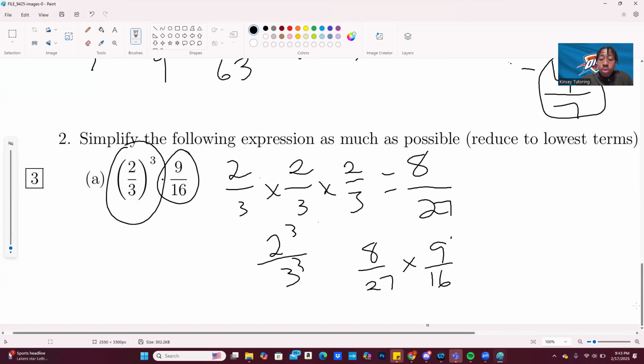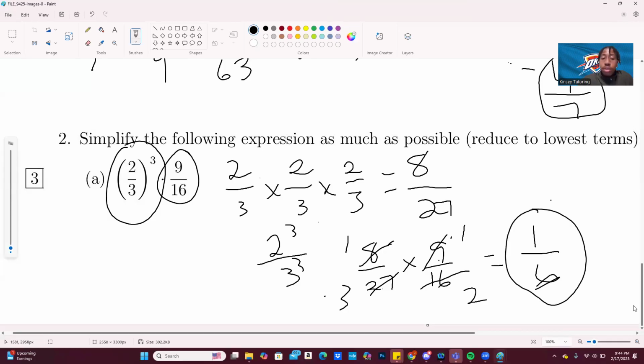So what we can do is turn this into a 1, turn this into a 3, right? Because 9 goes into 27 three times, and then 8 and 16 go into each other, right? 8 goes into 8 one time, 8 goes into 16 two times. 1 times 1 is 1, and then 1 over, and then 3 times 2 is 6. 1 over 6. And that's our answer in lowest terms.